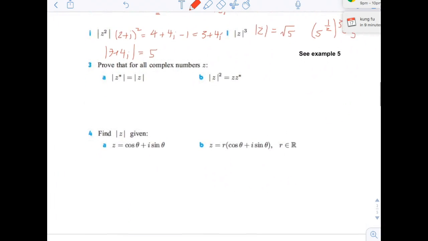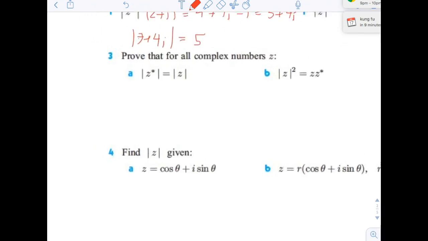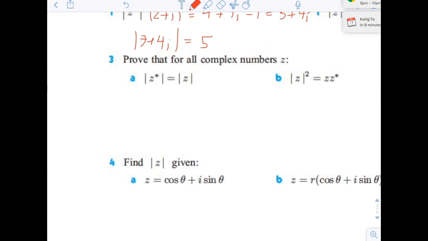Okay, all right. Number 3, prove that for all complex numbers Z, Z conjugate modulus is equal to Z modulus. There's an example here, example 5 in the middle of this section. So let's define first that Z is equal to A plus BI, where A and B are real numbers. Then Z conjugate would be A minus BI, and if we take the modulus of that, we're saying that it's going to equal the modulus of Z.